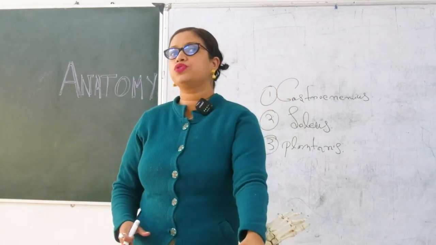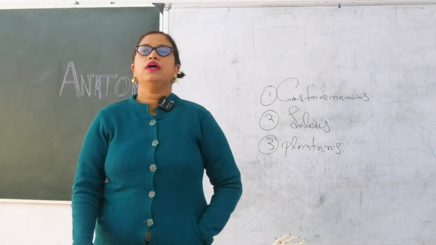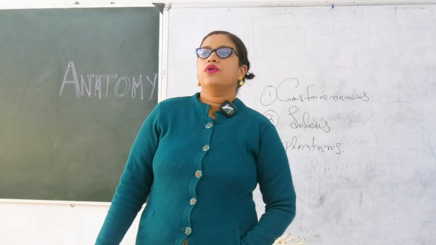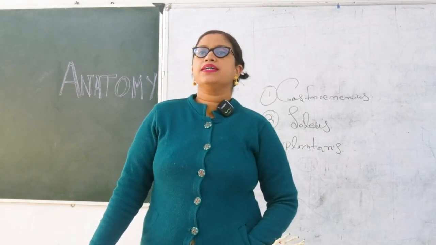Triceps surae may also come as a short note. Okay, sometimes it used to come as a short note. Explain the triceps surae. Okay, then the next muscle we have is the soleus. So write it down, soleus.